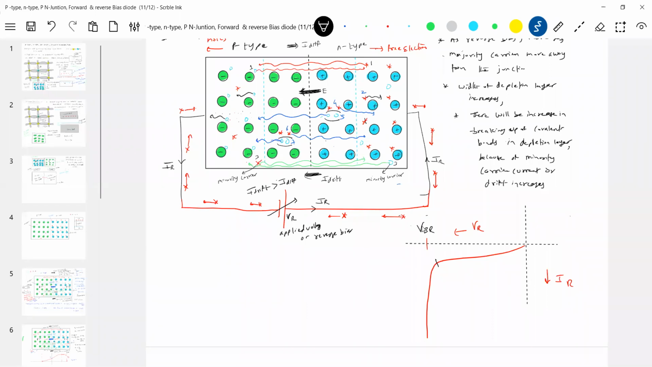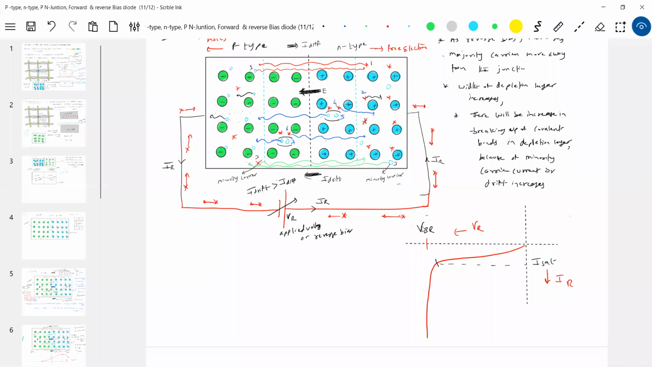So this is called the reverse saturation current. Till here, what happened? We'll call this I saturation, like what I wrote earlier. What is the order of this? This will be of the order of 10 to the power of minus 12, 10 to the power of minus 9, or 10 to the power of minus 10. So what is the reverse saturation current? This will be of the order. Why? Because it is minority carrier current, no?